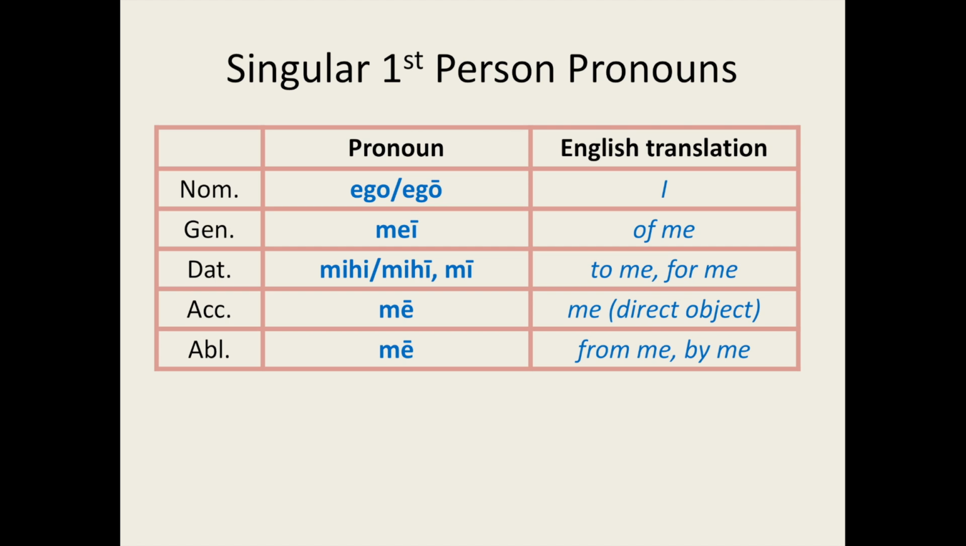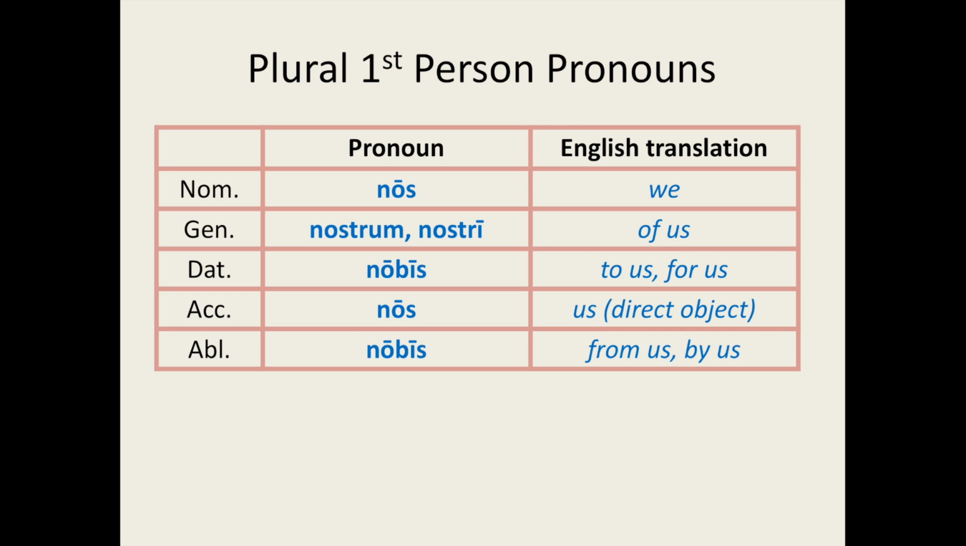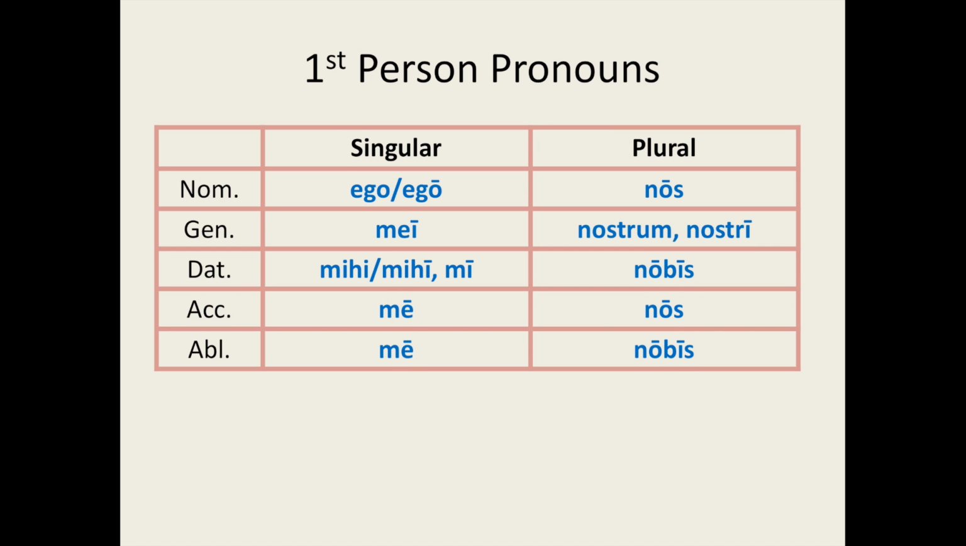Here are the first person singular pronouns: ego, I; mei, of me; mihi, to me, for me; me, me, direct object; me, from me, by me. Here are the first person plural pronouns: nos, we; nostrum, nostri, of us; nobis, to us, for us; nos, us, direct object; nobis, from us, by us.